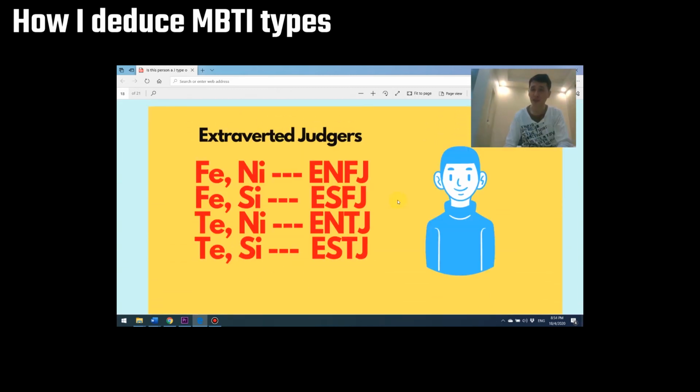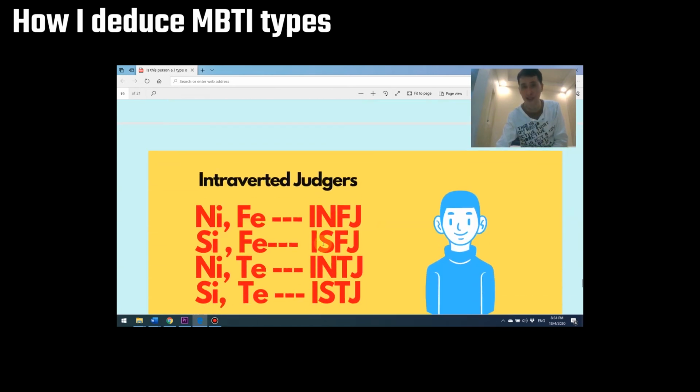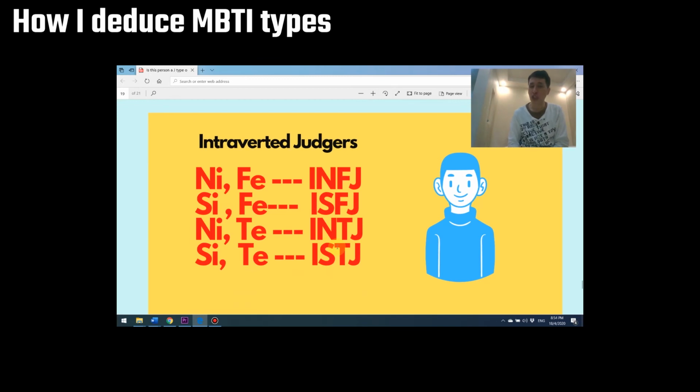As a very quick guide, if you are an extroverted J-type, these are the following combinations that are possible. You can refer to this chart. All I need to do is figure out whether you use FE or TE, and whether you use NI or SI instead. So you come up with these 4 different combinations. Similarly, for the introverted J-types, the introverted judges, their pilot will always be the introverted function first, followed by the extroverted function.